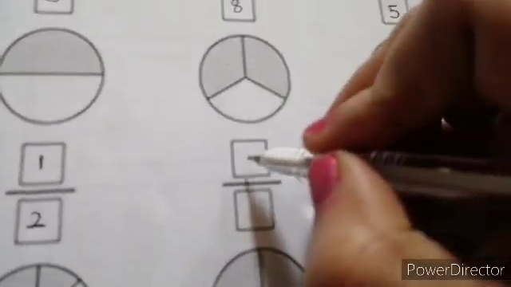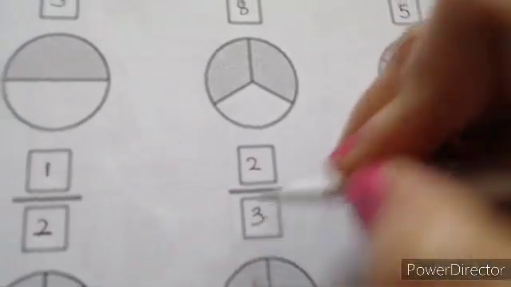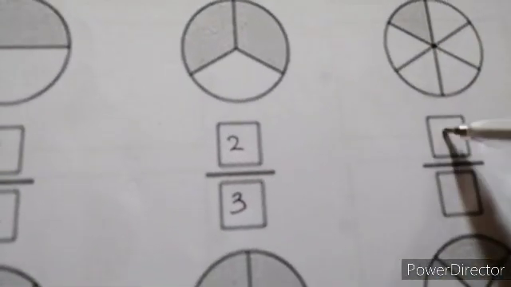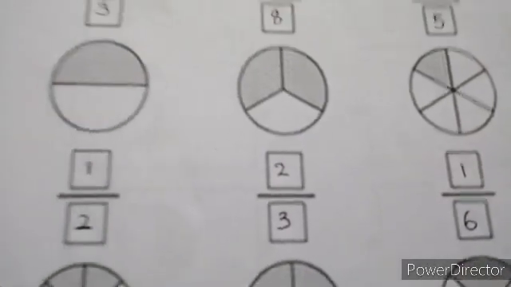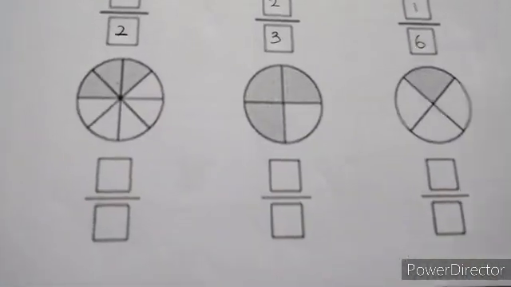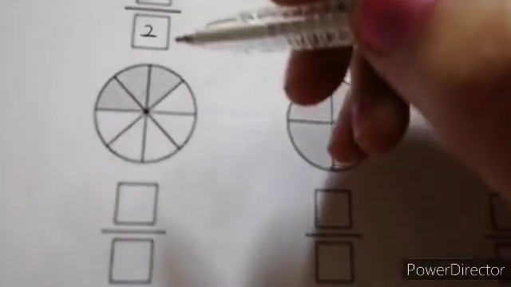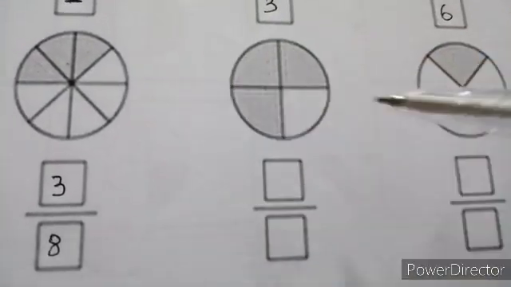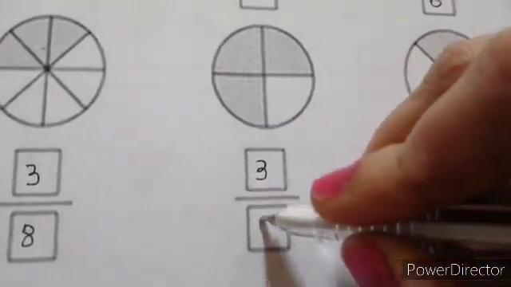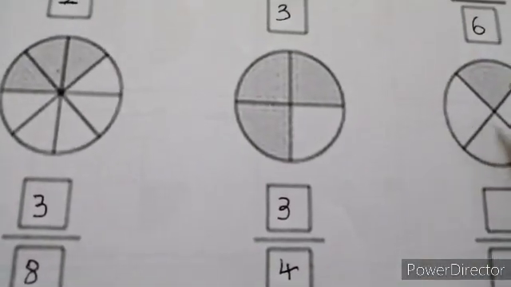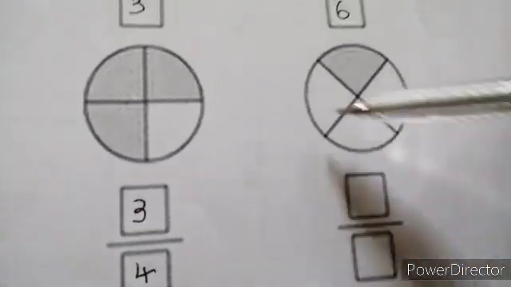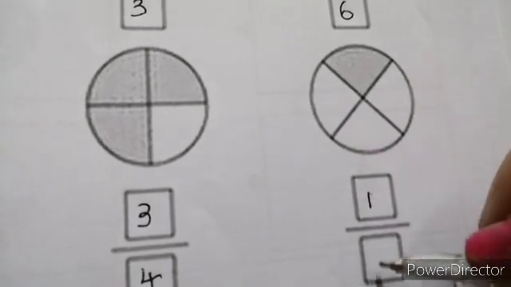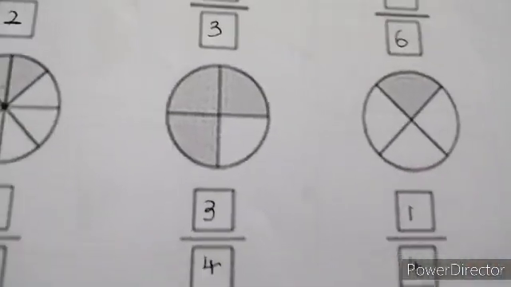2 portions are shaded out of 3. So 2 by 3. 1 by 6. Next. 1, 2, 3. 3 are shaded out of 8. So it is 3 by 8. 1, 2, 3. 3 are shaded out of 4. 3 by 4. Then 1 is shaded out of 4. 1 numerator, 4 denominator. 1/4 or quarter.